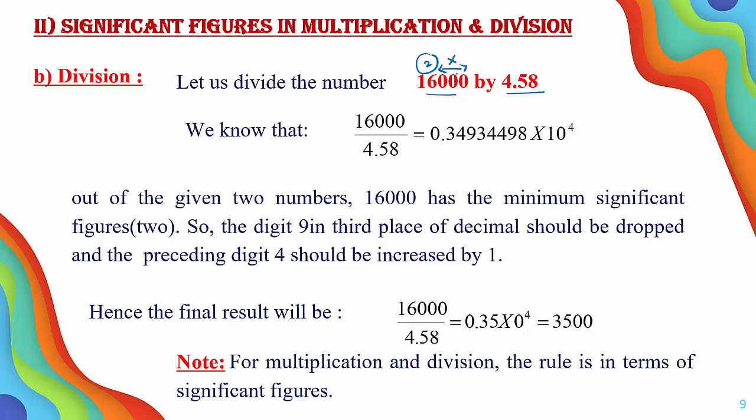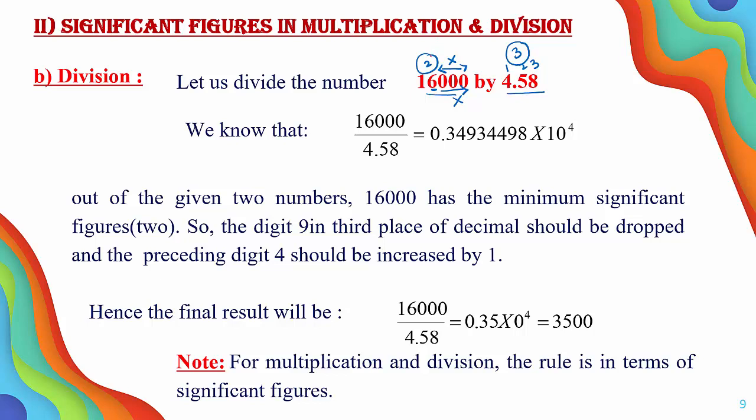Here you can remember the third rule. What is the third rule? All zeros to the right of the last non-zero digit are not significant. The last non-zero digit is 6, and to the right side of the 6, they are not significant. So totally there are only 2 significant figures in the first number. In the second number, 1, 2, 3, because all non-zero digits are significant. So there are 3 significant figures. Now tell me which number has the minimum significant figures. 16,000 has the minimum, that is 2.